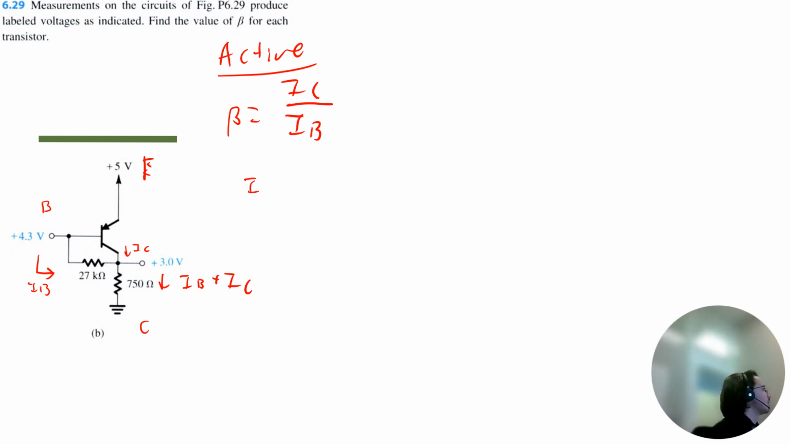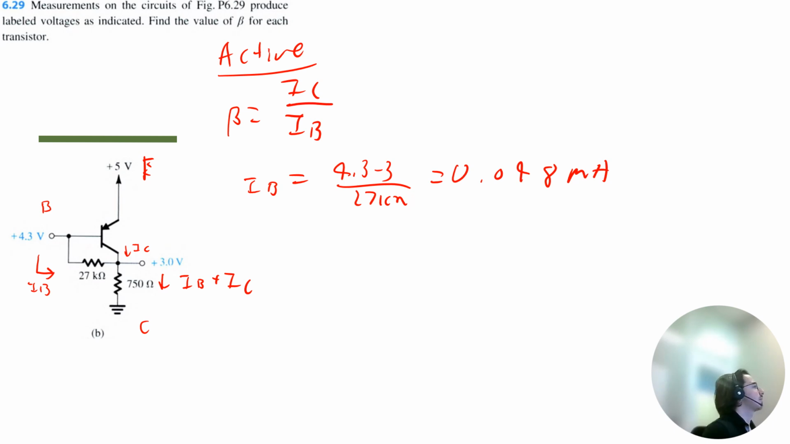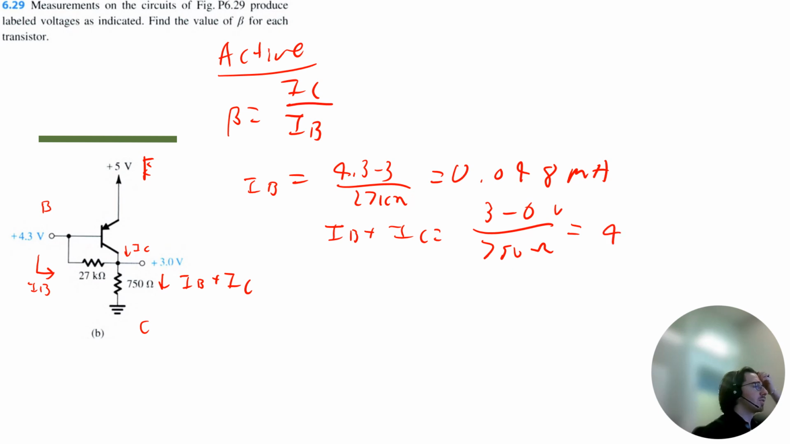So let's solve for base current first. That's going to be 4.3 minus 3 divided by 27 kilo ohms, which is equal to 0.048 milliamps. Now I don't know what my collector current is yet, but I can solve for the summation to be 3 minus 0 divided by 750 ohms. That is equal to 4 milliamps.